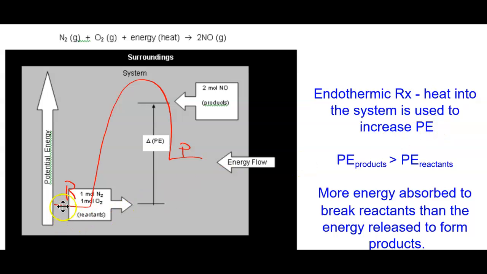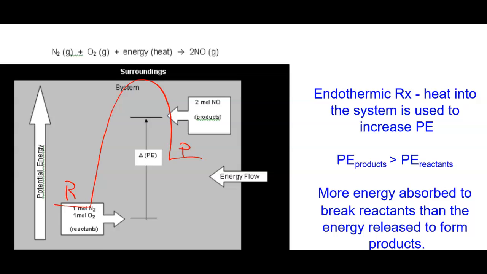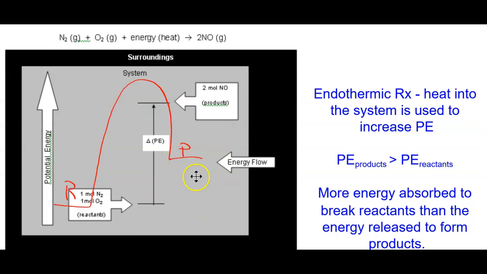So this is how much potential energy of the reactants, and this is how much potential energy of the products. So the potential energy of the products is greater, because this amount of potential energy is much greater than this amount. So let's say this is 50 and this is 300, just for arbitrary value of looking at those.